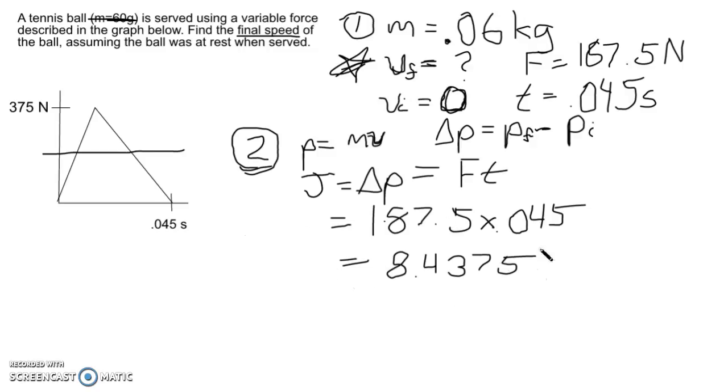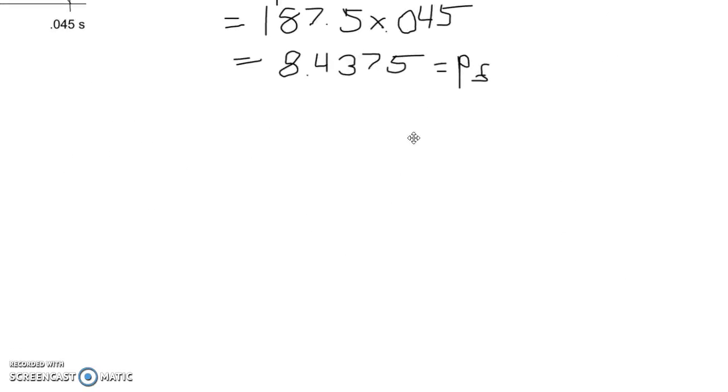Okay, so what does that exactly mean? That means our momentum went from 0 to this point, 8.4375, which means this is equal, since this is our change in momentum, this would be PF. I could write PI, it's PF minus PI, but PI is 0, so let's just skip that step. I'm lazy. Okay, so that's our PF.